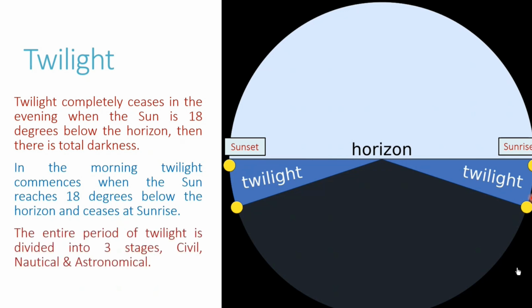Now, this entire period of 18 degrees is divided into 3 different stages, and we call these 3 different stages civil twilight, nautical twilight, and astronomical twilight. Now let us see these 3 stages of twilight one by one.